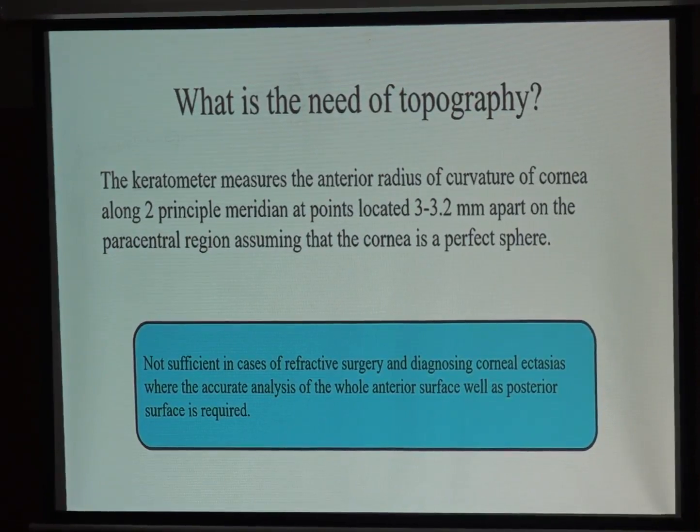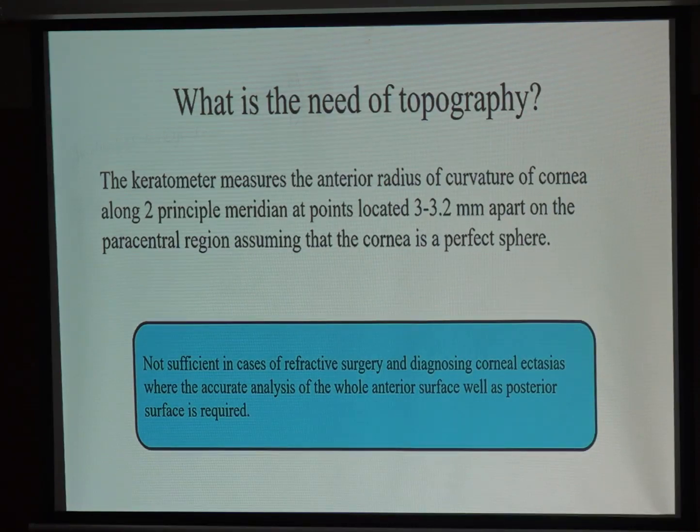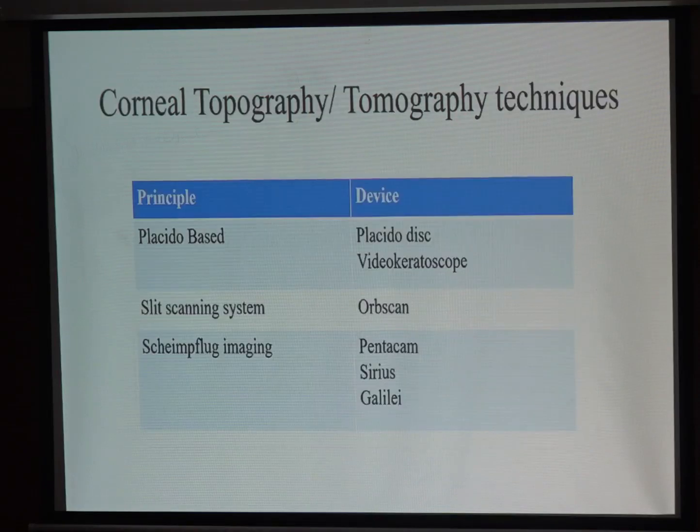For the corneal curvature, the keratometry. So if you already have a keratometry which can give you the values, why do you then need a topography? The reason is that keratometry is not sufficient in cases of refractive surgery and for diagnosing corneal ectasias specifically in the early stages, where accurate analysis of the whole of the anterior surface as well as the posterior surface of the cornea is required.